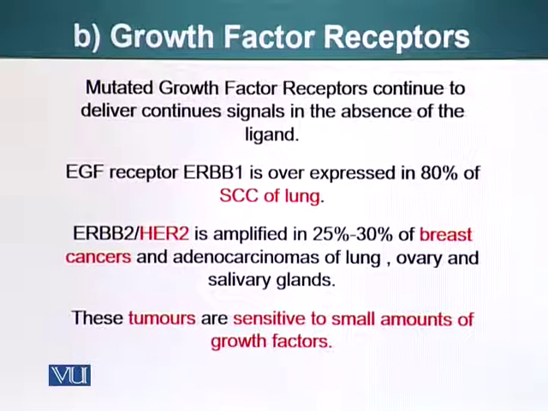Epidermal growth factor, EGF receptors, ERBB1 is overexpressed in 80% of small cell carcinomas of lung. ERBB2 or HER2 is amplified in 20 to 30% of breast cancers and adenocarcinomas of lung, ovary and salivary glands. HER2 is basically human estrogen receptor. So 2 strategies: either the receptor is mutated and its cytoplasmic domain is in an on state, or the cells produce so many receptors that they can respond to even very low amount of signaling molecules present in the environment. As I mentioned, these tumors are sensitive to even small amount of growth factors, which will result in uncontrolled cell division and of course ultimately cancer.